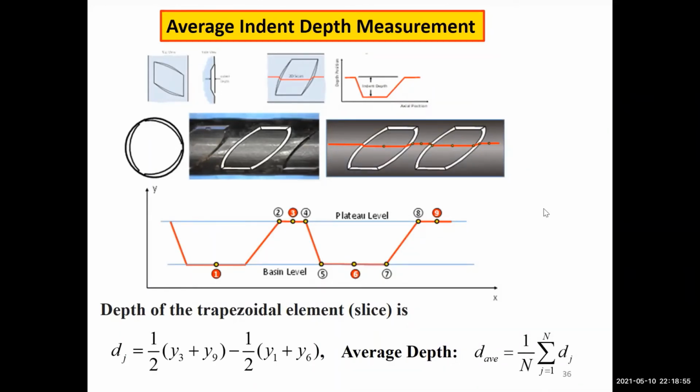Here's an algorithm to generate, for example, the average indent depth. We take a slice, we determine the depth from points 1, 3, 6, and 9, and then we get an average depth by taking multiple scans and simply averaging.